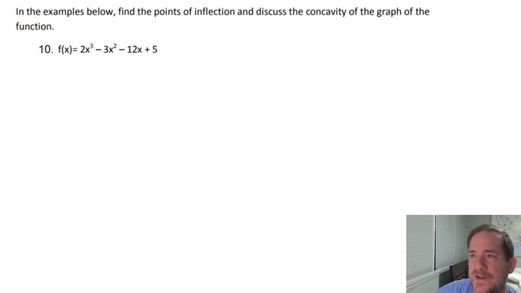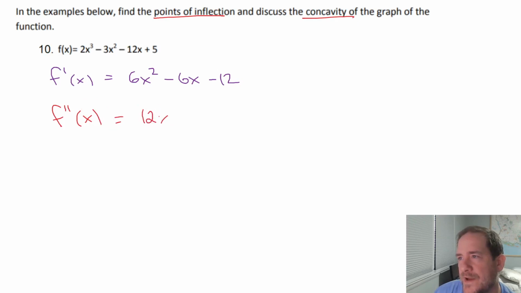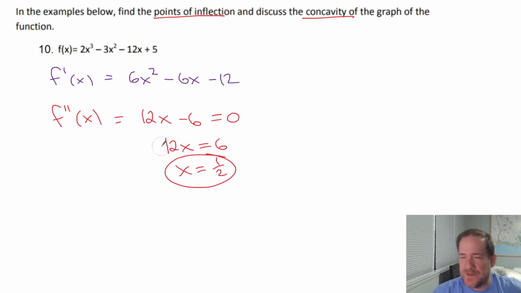And here's 10. So 10 is a polynomial. This one should be fairly straightforward. We'll take our derivative, getting 6x squared minus 6x minus 12. Then I don't really care about the first derivative because this again is about points of inflection and concavity. We want to go directly to our second derivative, giving 12x minus 6. And we set that equal to 0. And we solve, getting 1/2 rather quickly. So the only point of inflection we have should be occurring at x equals 1/2.